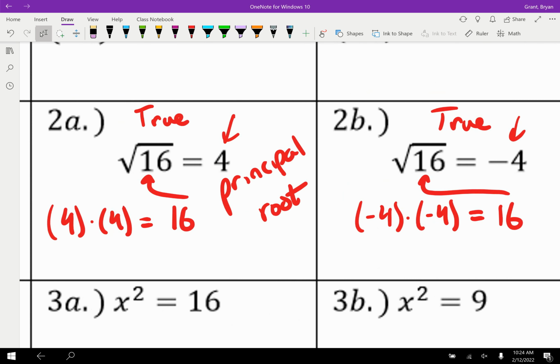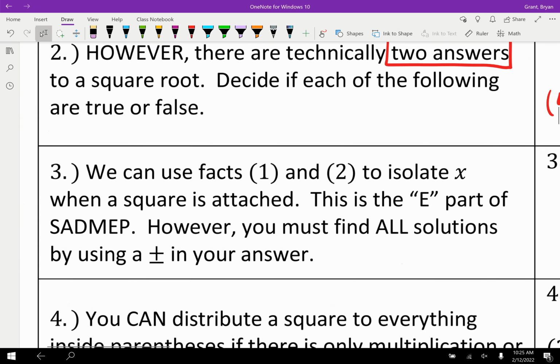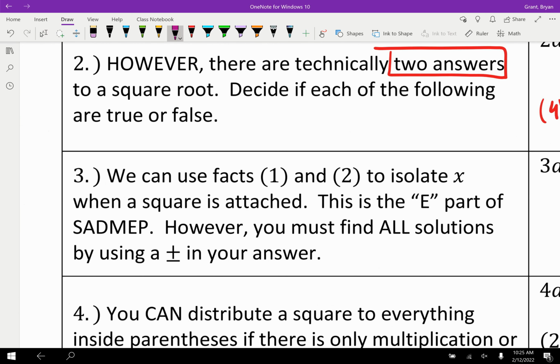Now that we know all this, we are ready to conquer those quadratic equations. And we're actually on this next line going to solve a couple of them. Okay? So here's what we need. We, all year long, have been following SADMEP to solve equations.